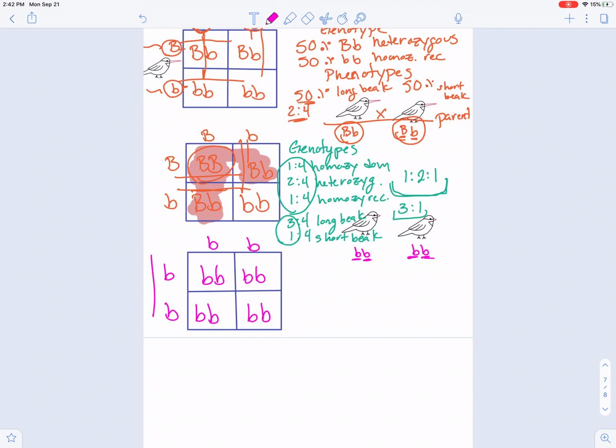So that means that 100% are going to be little b, little b, or homozygous recessive. And 100% of them will have a short beak.